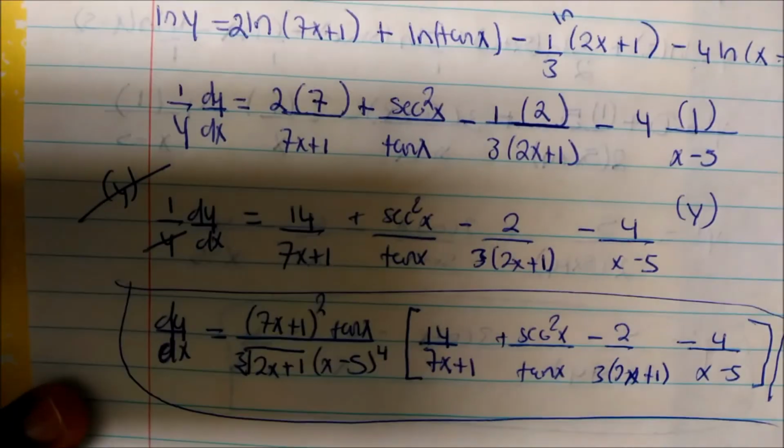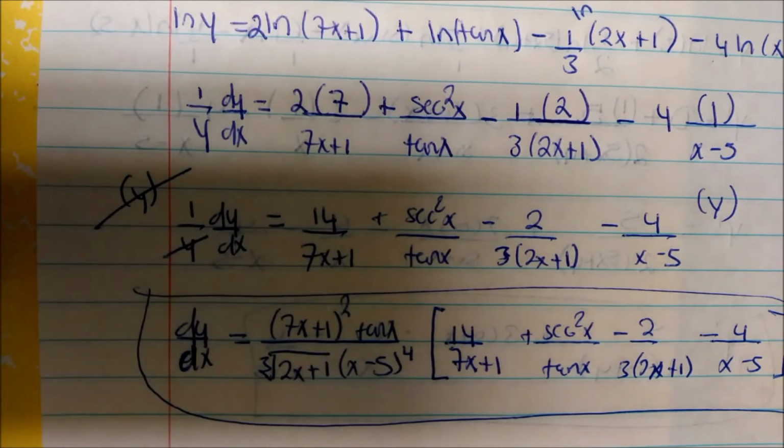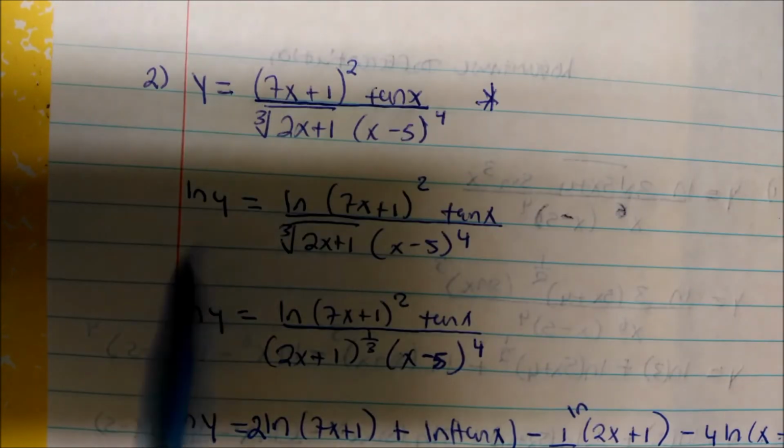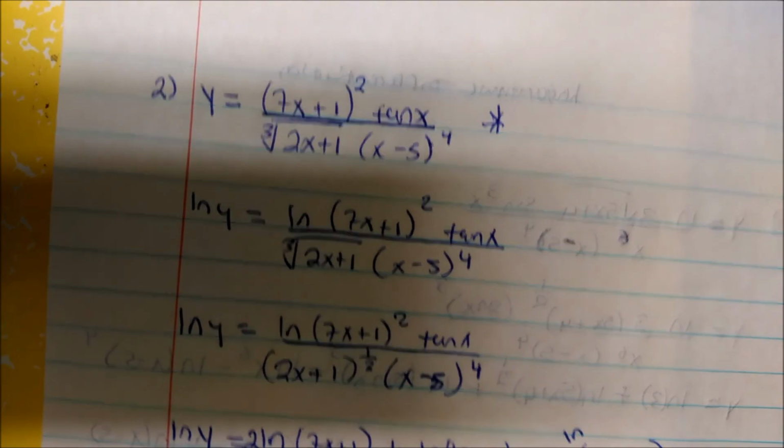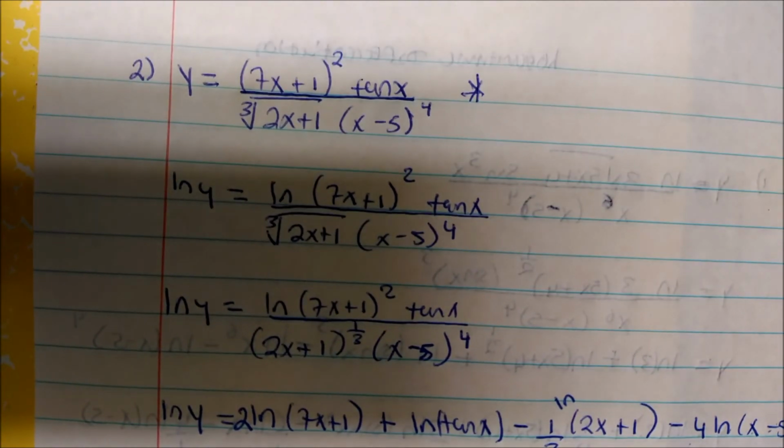entire answer. So again, guys, whenever they say use log differentiation and you don't see a log in the equation, you have to take the log of both sides. And what that will do is make your equation implicit and not explicit anymore.